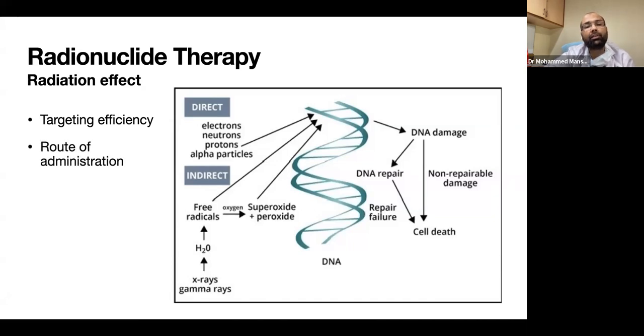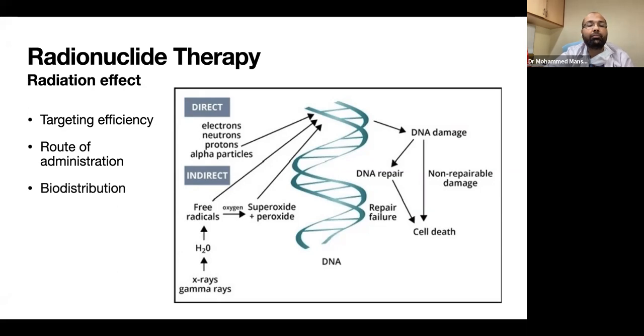And the route of administration, most of the radionuclide therapy that we give is either oral or intravenous. But sometimes we can deliver it directly to the tumor by intratumoral injection, or we can deliver it to the tumor by injecting it into the artery that supplies the tumor. And these are various routes of administration.